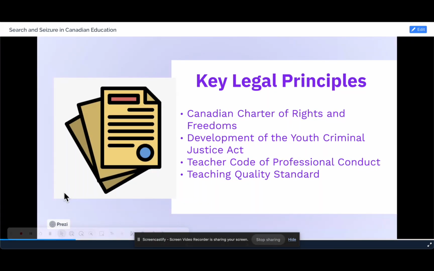So to continue on, we're going to look at four legal principles in regards to search and seizure. We will look at the Canadian Charter of Rights and Freedoms, the development of the Youth Criminal Justice Act, the Teacher Code of Professional Conduct, as well as the Teaching Quality Standard.